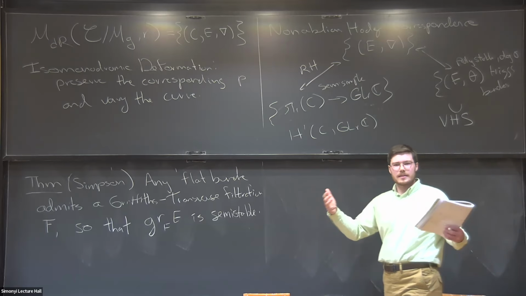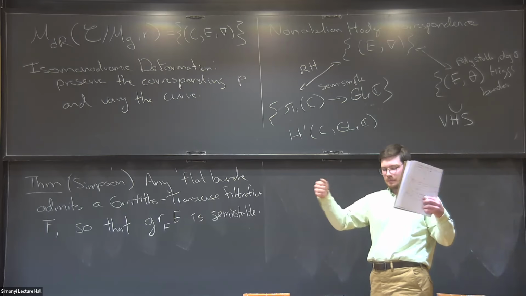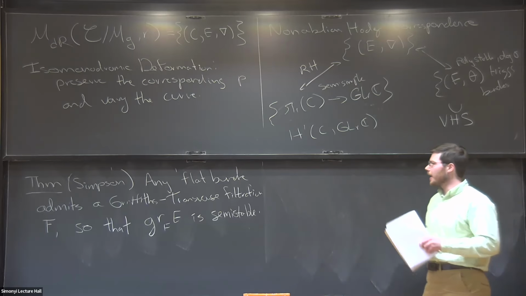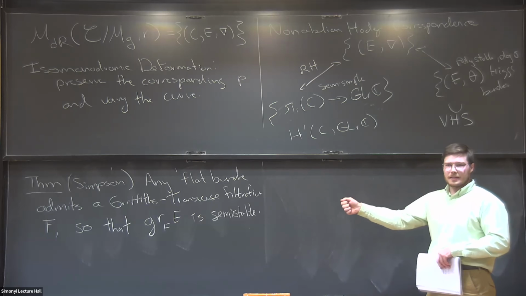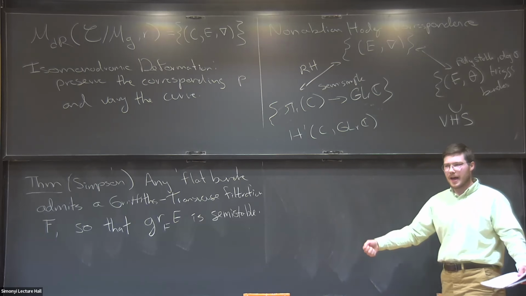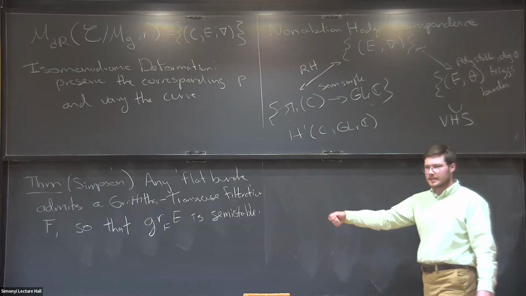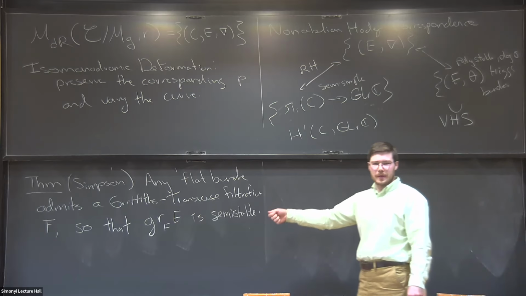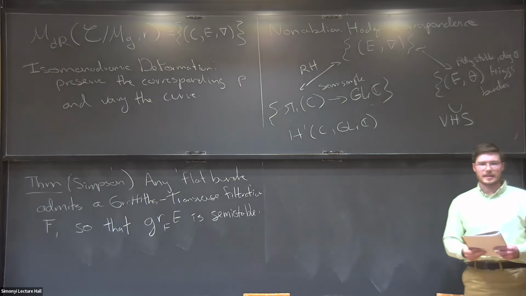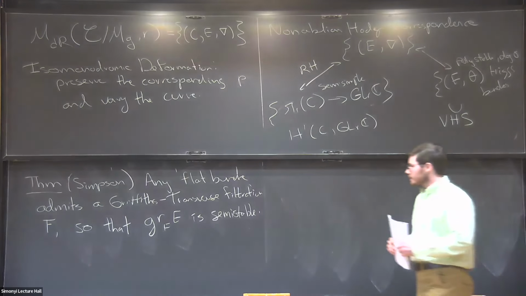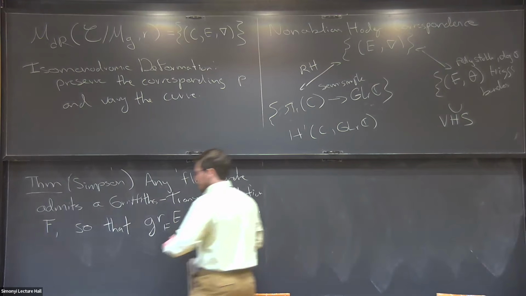But again, that breaks the semi-stability if you combine these pieces of the filtration in weird ways. So what he does is he takes the Harder-Narasimhan filtration of that, modifies that to be Griffiths transverse, and keeps going. He proves that you can only do that so many times before you arrive at something that is semi-stable. So I'm going to call that a Simpson filtration.